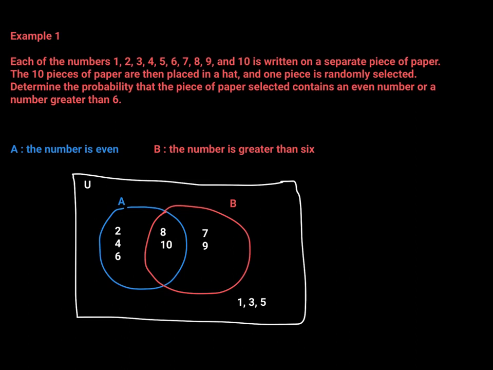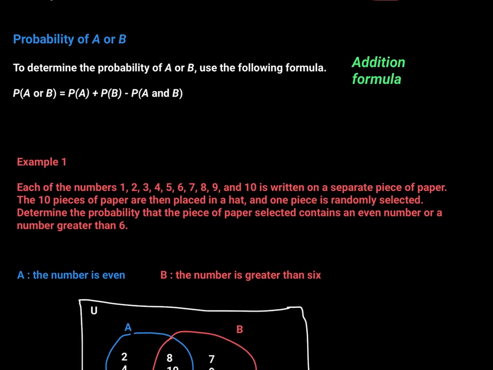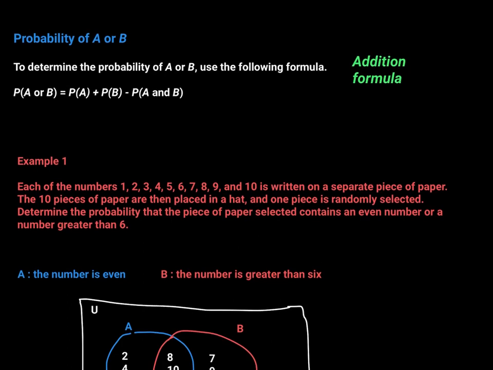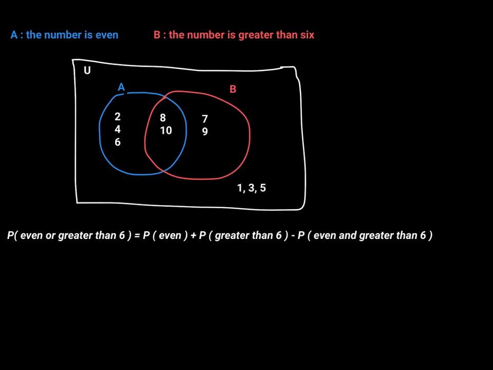So let's get our formula going, the addition formula. I'm going to write it down over here. So here's that addition formula. The probability of us choosing a number that is even or greater than 6 is equal to the probability of it being even plus the probability of it being greater than 6 minus the probability of the selection being even and greater than 6. All right, so let's do the work now.